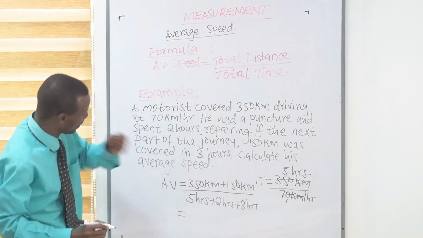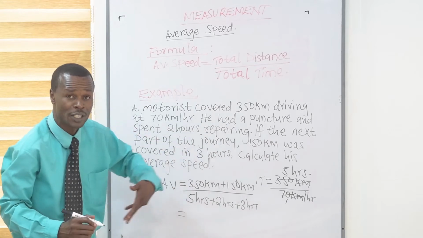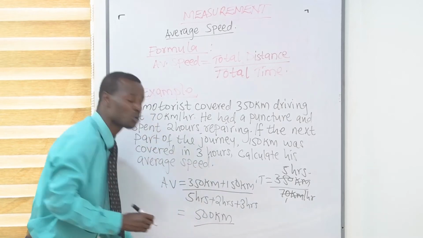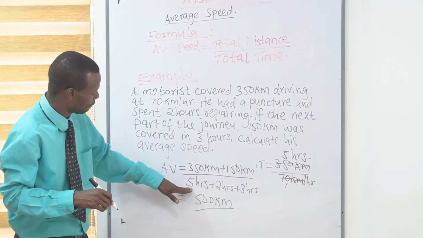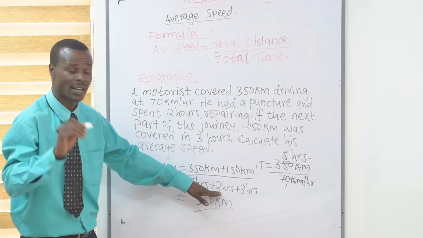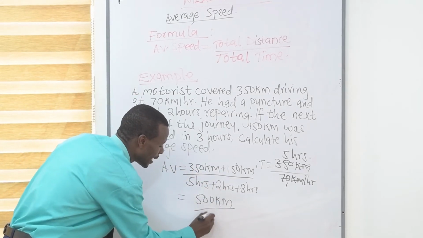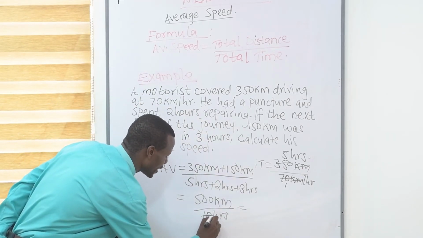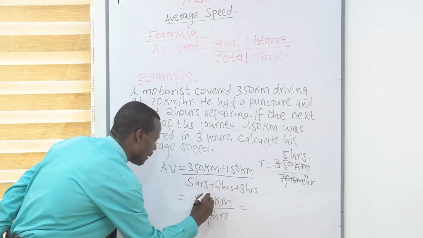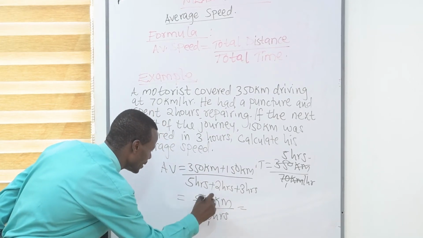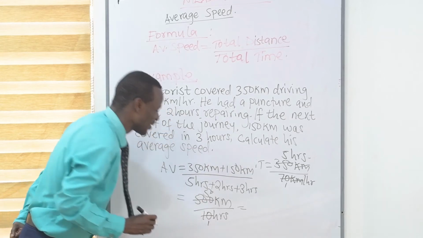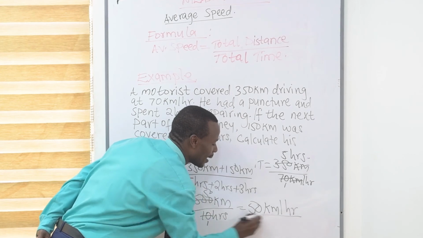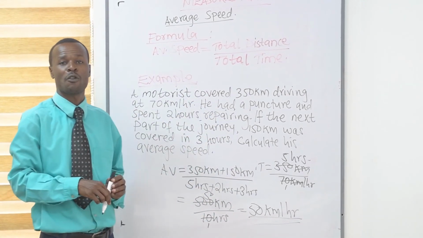What does that one give us? 350 add 150 kilometers will give us 500 kilometers out of the total time consumed. 5 hours plus 2 hours, that is 7 hours, plus 3 hours will be 10 hours. If this is cancelled, 10 1s are 10, 10 5s are 50. So this will be 50 kilometers per hour. That is the average speed for the whole journey.